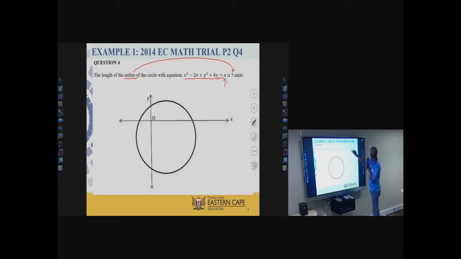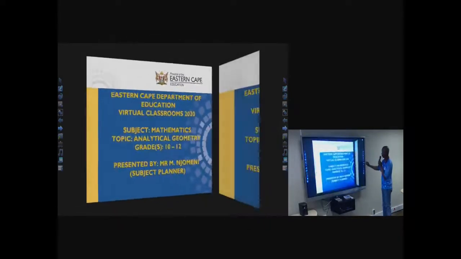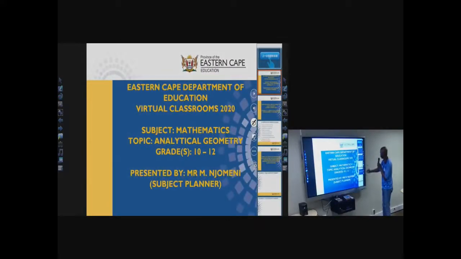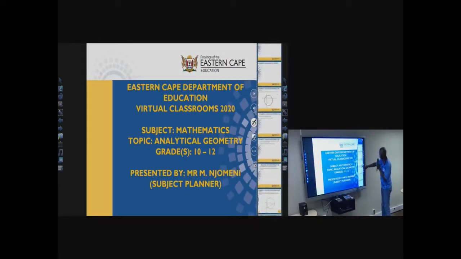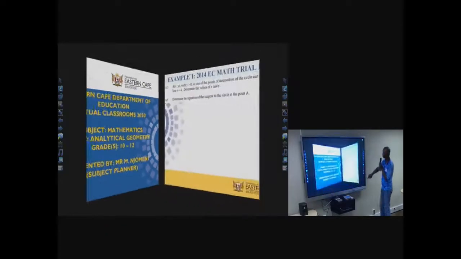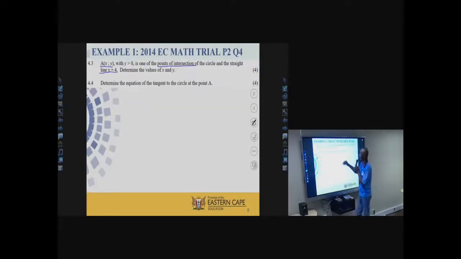Remember now, A is equal to 20. So in place of A, there is 20. It means the equation is x squared minus 2x, I hope I'm remembering it well, y squared plus 4y is equal to A, but now we are told that A is equal to 20. That's what you do.